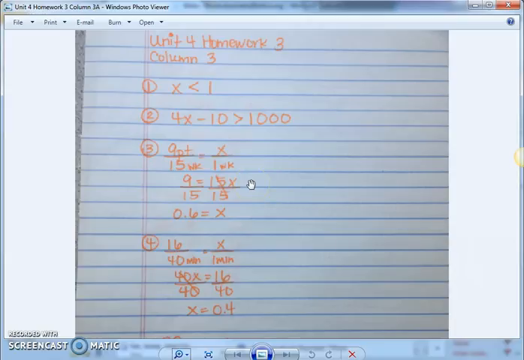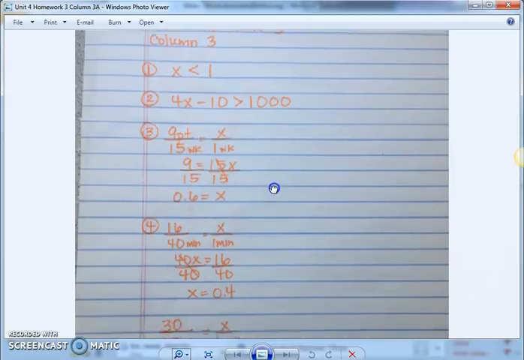Okay, for number 3, Steve increases his math average by 9 points over a period of 15 weeks. How many points did he average? So how I did that was per week, so I did 9 in 15 weeks. How many in 1 week? Then I cross multiplied and divided, so he did 0.6 points a week.